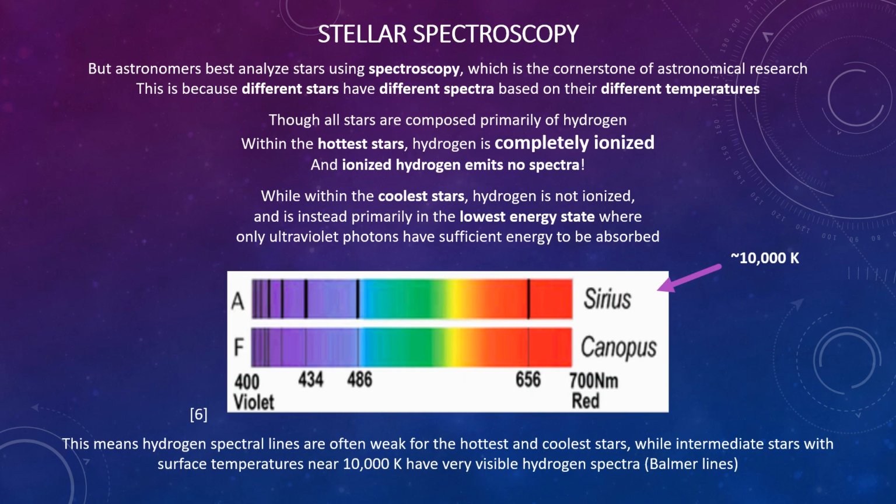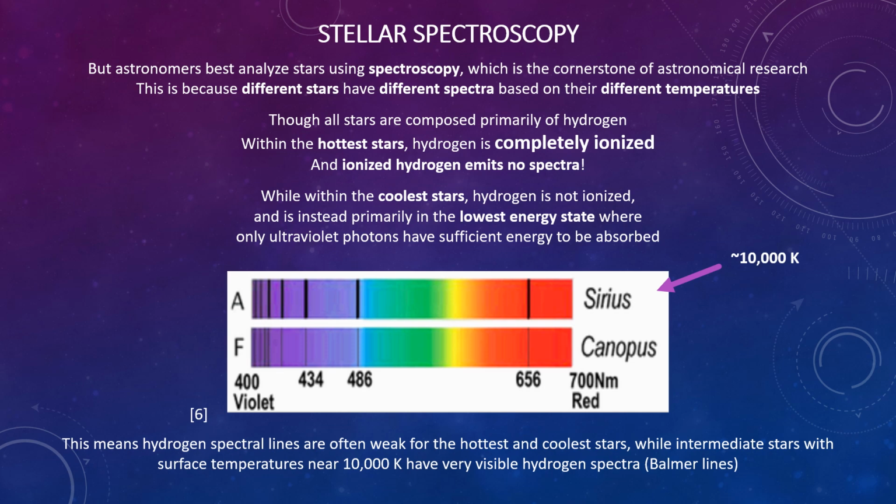So we've talked about spectroscopy in previous lectures, so now let's talk about how this applies to stars and how we can learn about their temperature based on their spectra, because we know we can learn about their composition from their spectra. So we know that all stars are composed primarily of hydrogen. However, in the hottest stars, that hydrogen is going to be completely ionized. And since it's completely ionized, there are no electrons around the protons to re-emit absorbed photons. So the ionized hydrogen emits no spectra.